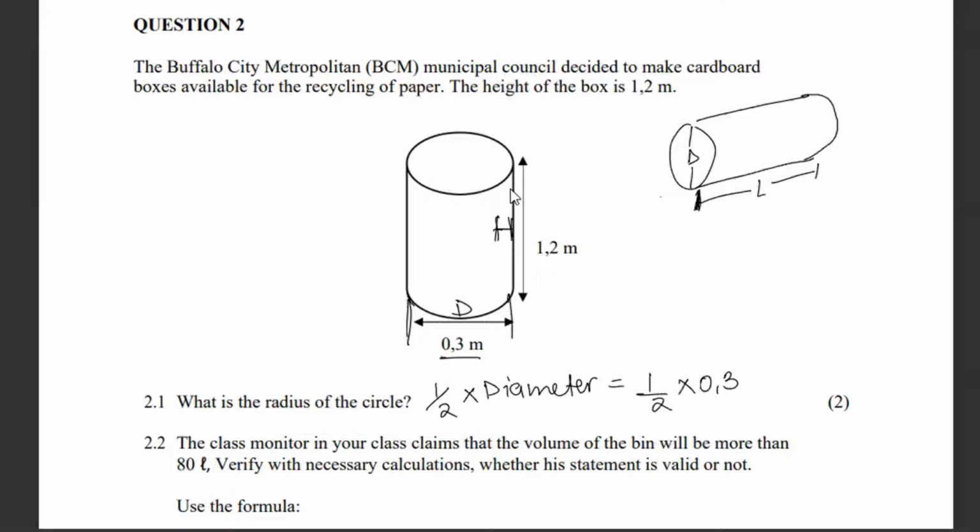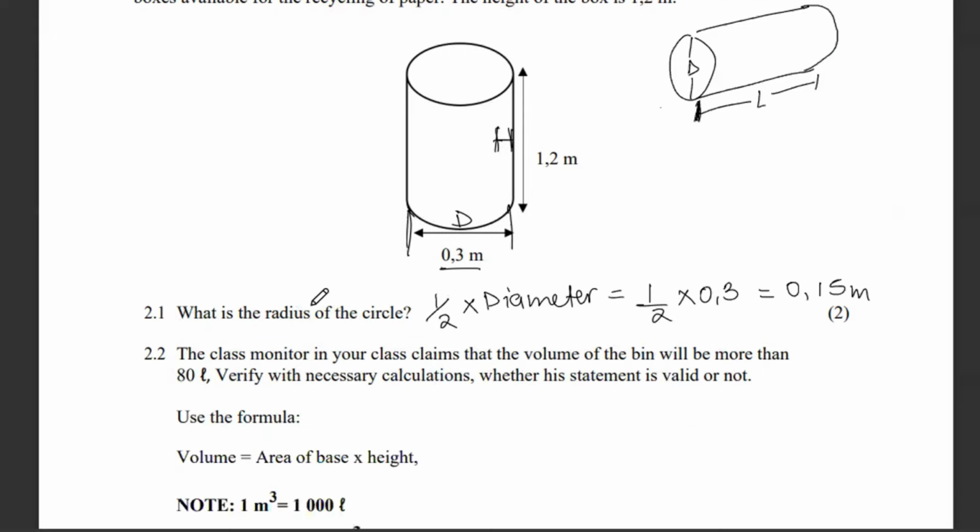0,15. These are meters. Okay. They're asking us: the class monitor in your class claims that the volume of the bin will be more than 80 liters. Verify, showing all calculations. Remember this formula that I've just given you: area of the base times the height.